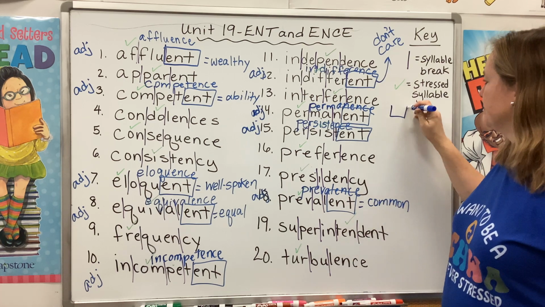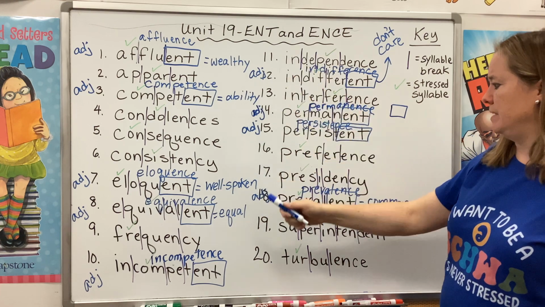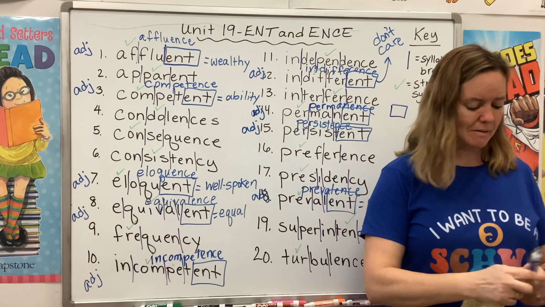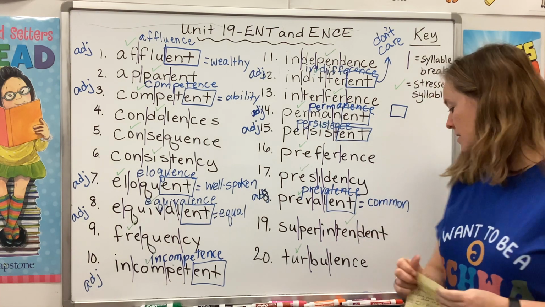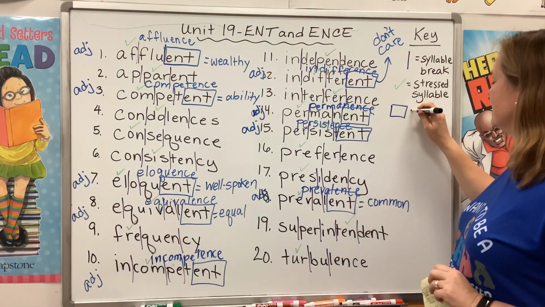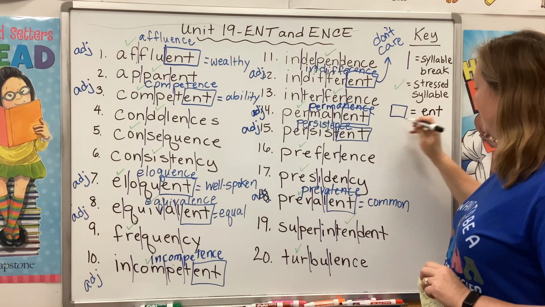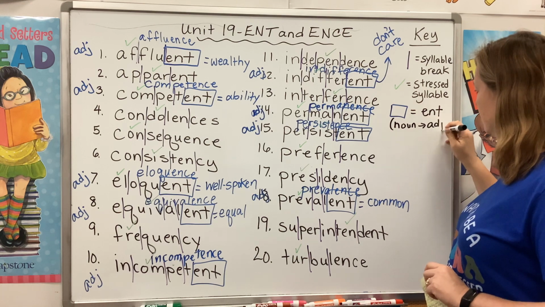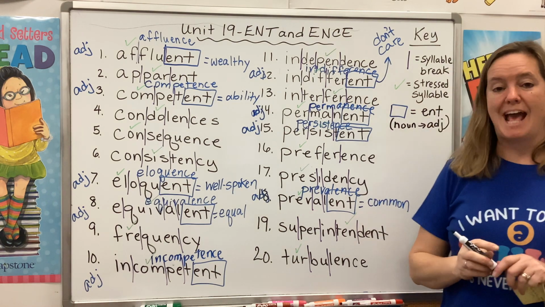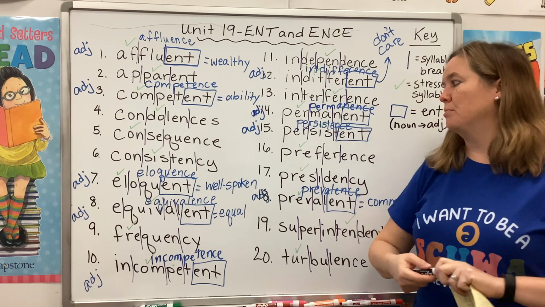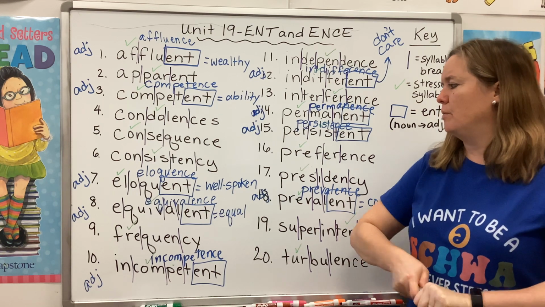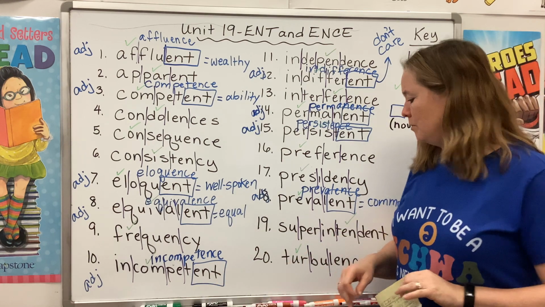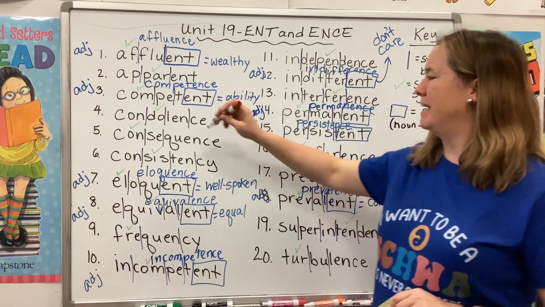So let's see, 1, 2, 3, 4, 5, 6, 7, 8, 9. Okay, so wherever we see a blue box, that is an ENT ending, and that is a noun that was turned into an adjective. Okay, so prevalence became prevalent and eloquence became eloquent. You get the idea. All right, now we have words like apparent.